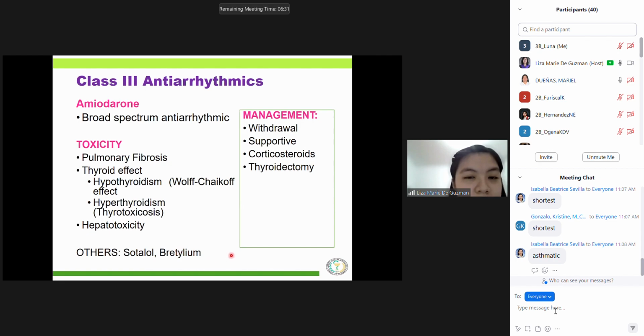And then other class 3 antiarrhythmics, although sotalol is a beta blocker, as an antiarrhythmic agent it is classified as class 3 together with bretylium.